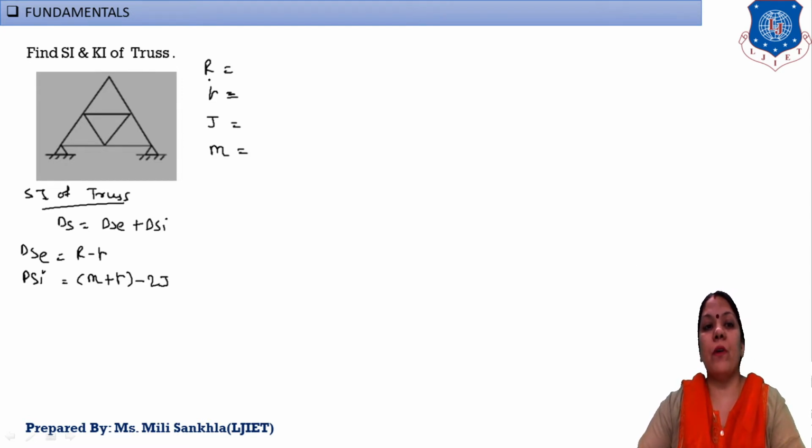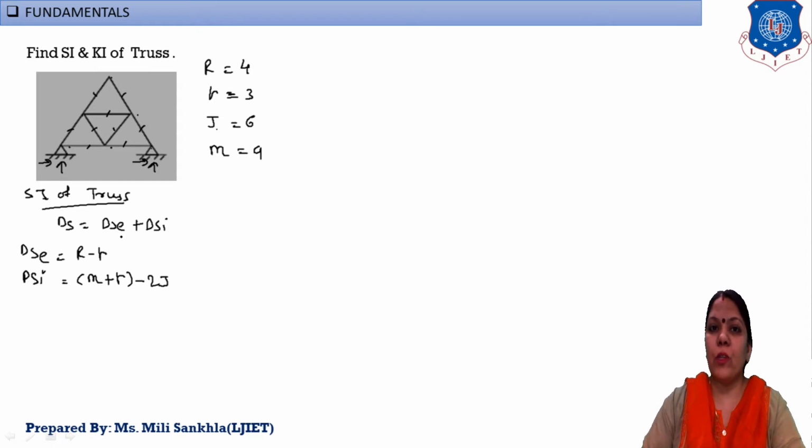First, capital R, the number of support reactions. The first support is a hinge support with 1 and 2, the second support is a hinge support with 1 and 2. Write down capital R is equal to 4, small r is equal to 3, our static condition. Number of joints: 1, 2, 3, 4, 5, 6. In this truss, 6 joints are given. Now members: 1, 2, 3, 4, 5, 6, 7, 8, 9. M is equal to 9.